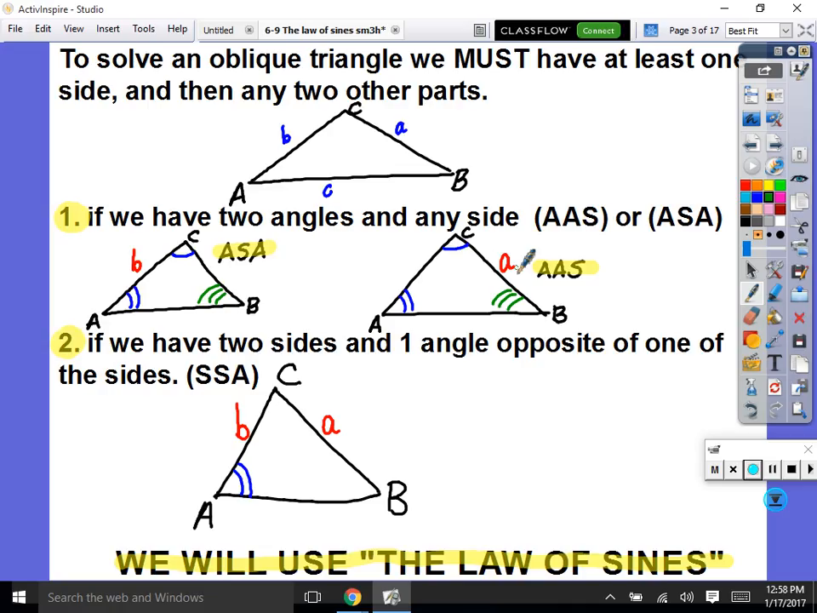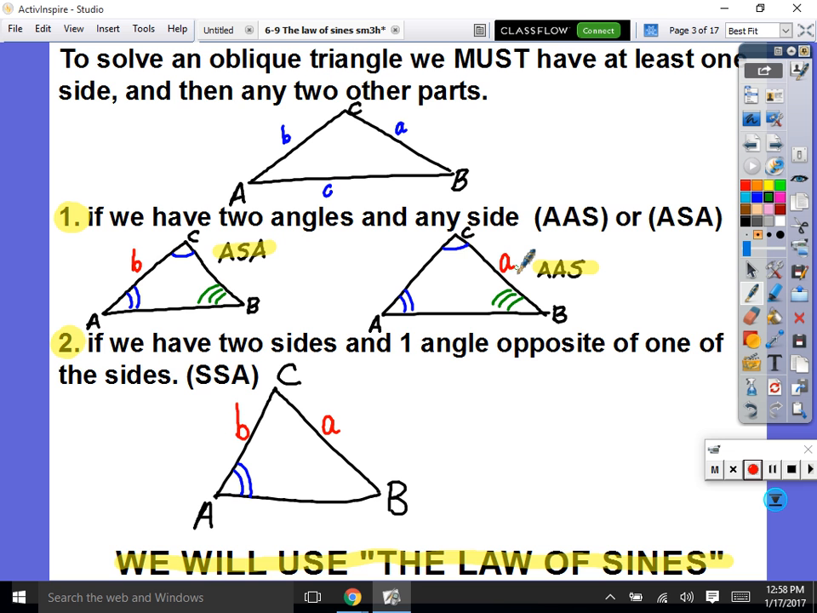So this would not work if I move those blue lines up here. Do you see how it is not an angle that is across from a given side? To use the law of sines, it has to be an angle and two other sides, and we have to be given a side across from the angle. Otherwise, we'll use the law of cosines, which we'll learn next time.